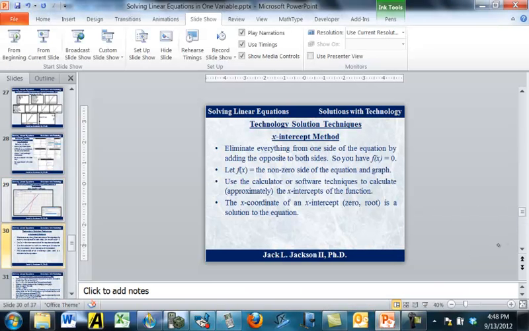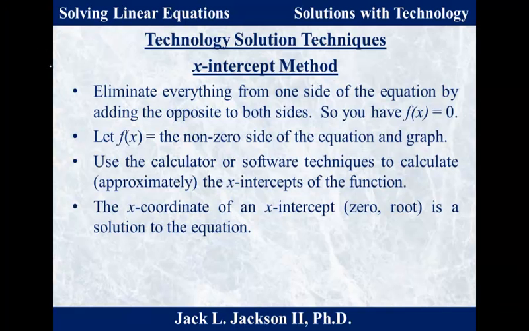Okay, now let's look at another possibility here. We want to do the x-intercept method, so we can eliminate everything from one side of the equation, and get 0 on one side. So now you have some expression with x on the left equals 0. Let f of x be that thing on the left and graph that. Then we use our calculator software to calculate the x-intercept of the function, and the x-coordinate of the x-intercept, also known as a 0 or a root, is the solution to that equation, and that's what we're looking for, the x-coordinate of the x-intercept.